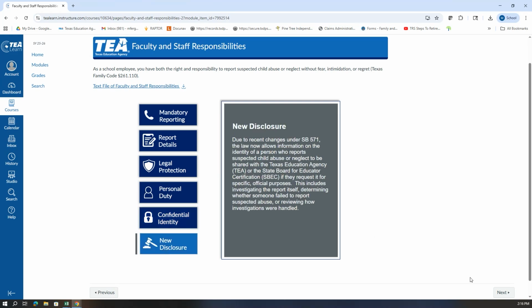The new disclosure is due to recent changes under SB 571. The law now allows information on the identity of a person who reports suspected child abuse or neglect to be shared with the TEA or the State Board for Educator Certification, SBEC, if they request it for specific official purposes. This includes investigating the report itself, determining whether someone failed to report suspected abuse, or reviewing how investigations were handled.